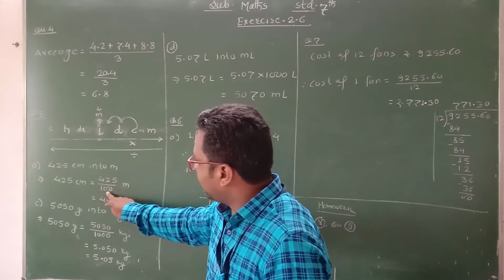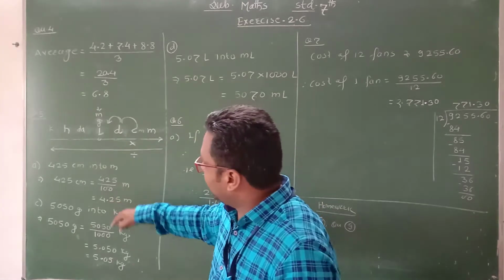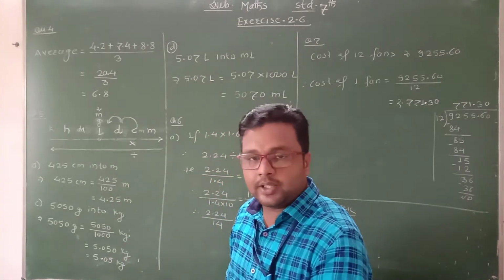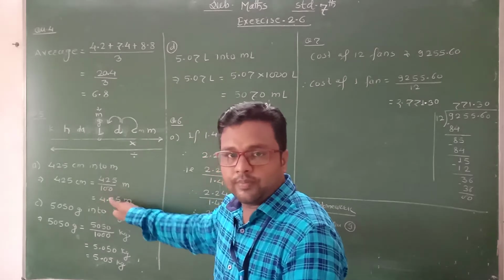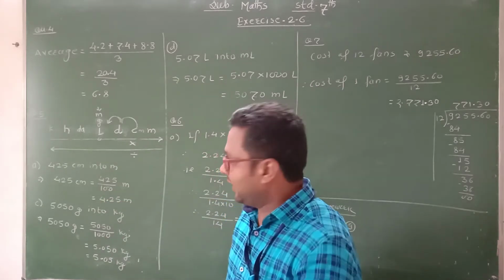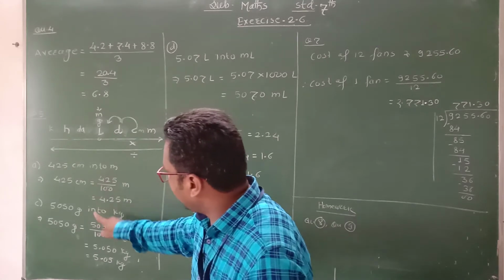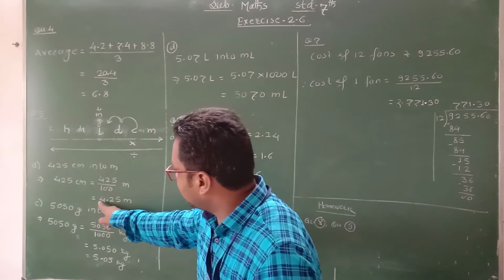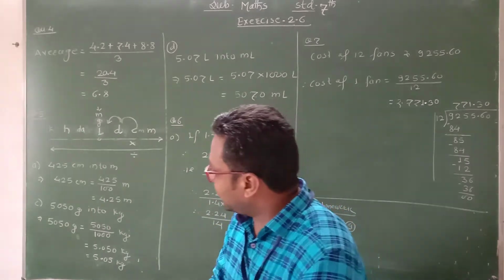425 divided by 100. When we divide by 100 or 1000 like that, then we have to shift the decimal point by how many digits? According to the number of zeros followed by the 1, here 2. To which side? Left hand side. Therefore after 2 digits we put the decimal point. Therefore here we get the answer 4.25 meter. Now see the next example.